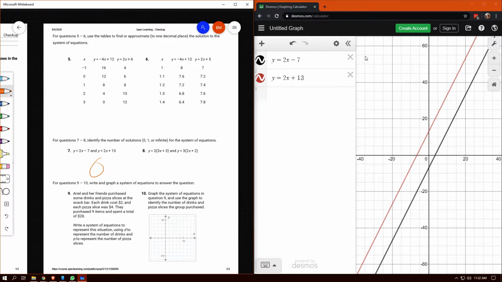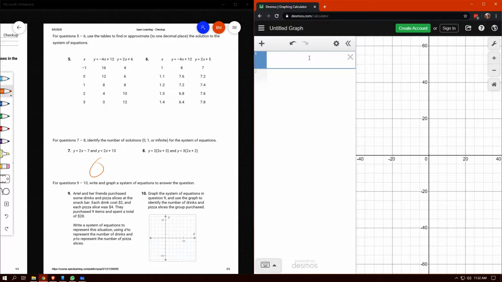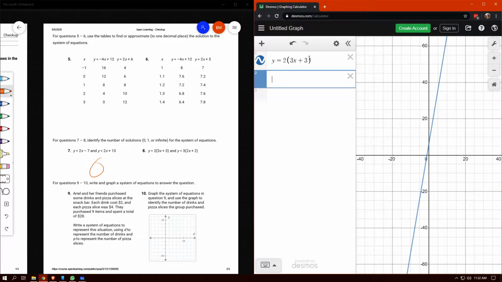Let's go ahead and do the other one. So we're going to have y equals 2 parentheses 3x plus 3. Cool. And we're going to do the other one, y equals 3 parentheses 2x plus 2. Hey, what happened? Where'd my blue graph go? Oh, I unchecked these to hide them. Do you see how this is the exact same graph?